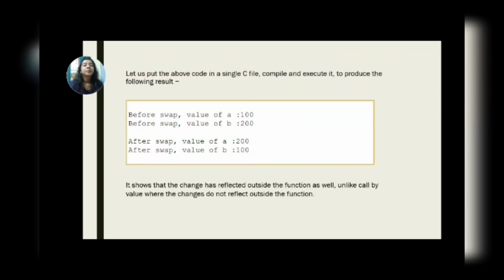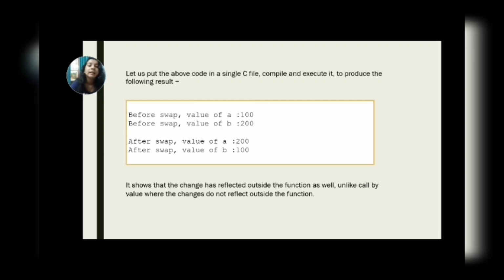Now, in this case, if you put the above code into a single C file, compile it and execute it, this is the output you'll get. Before swap, value of A and B are 100 and 200 respectively. But after the swap function is executed, this time values of A and B get interchanged. Now value of A is 200 while the value of B becomes 100. The code has been successful, the function has been executed logically correctly. Remember, logically. And the function gives the output as the value of A is 200 and B is 100 after the swap.